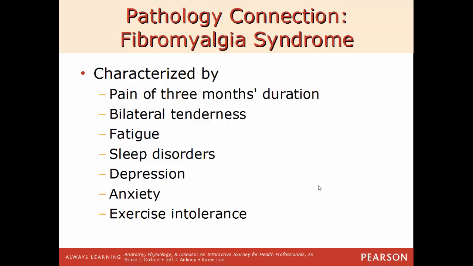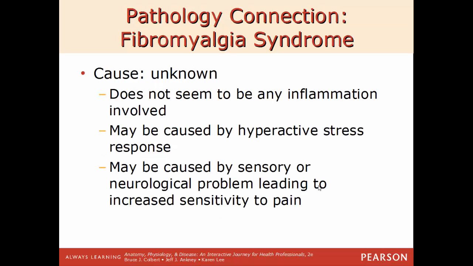Fatigue, sleep disorders, depression, anxiety, and exercise intolerance. All those are fairly common characteristics of fibromyalgia. The cause of fibromyalgia is currently unknown and does not seem to have any type of inflammation involved. It could be caused by a hyperactive stress response by the body. Could be autoimmune, we just don't know. Also may be caused by sensory or neurological issues, leading to an increased sensitivity to pain.